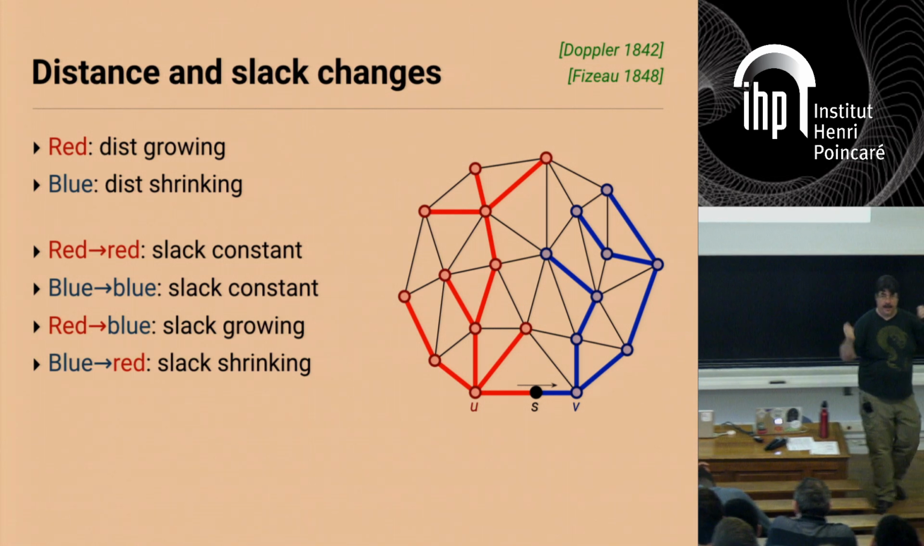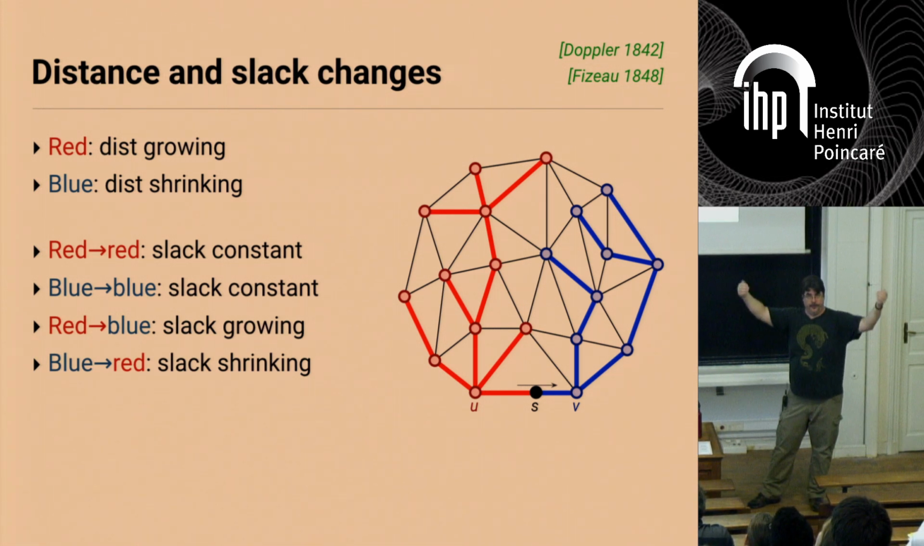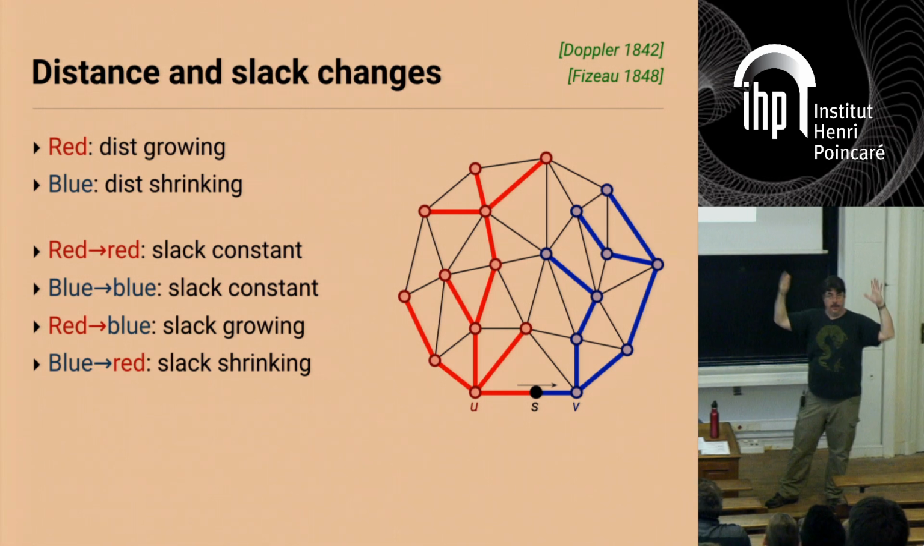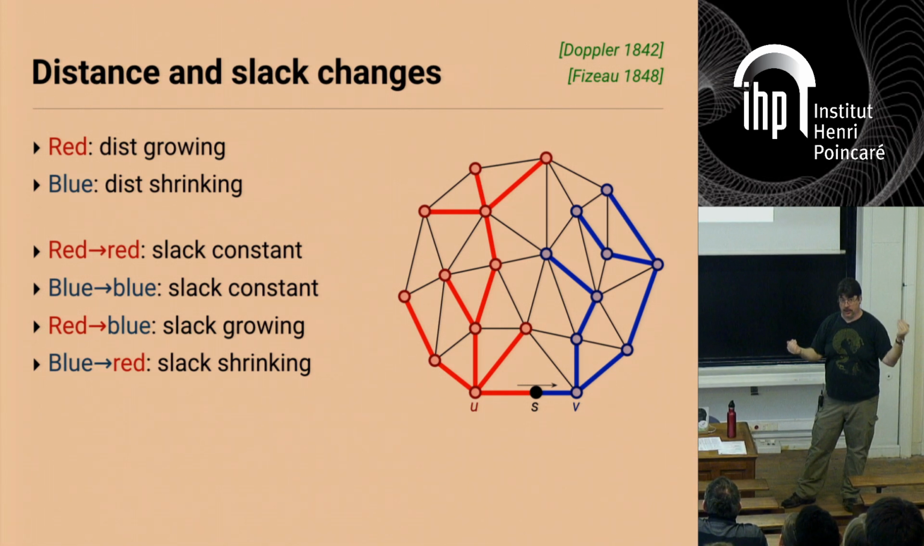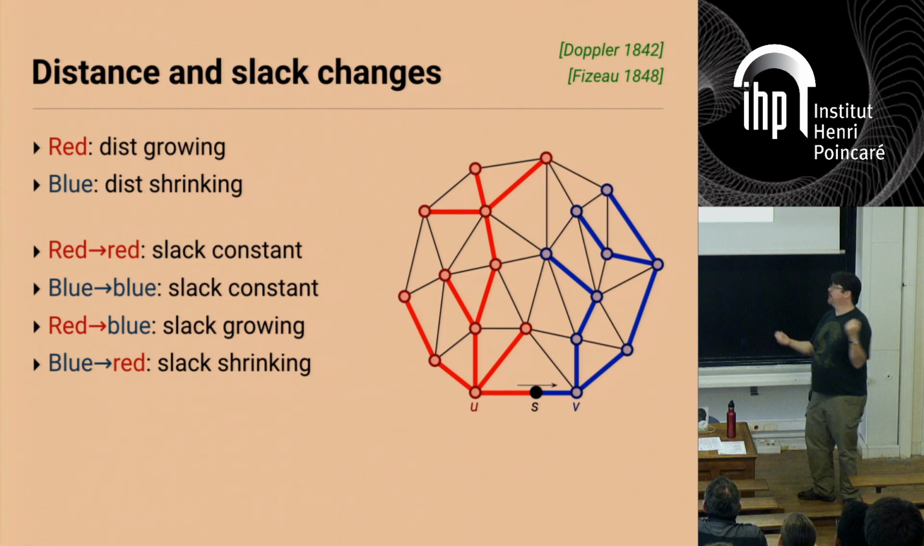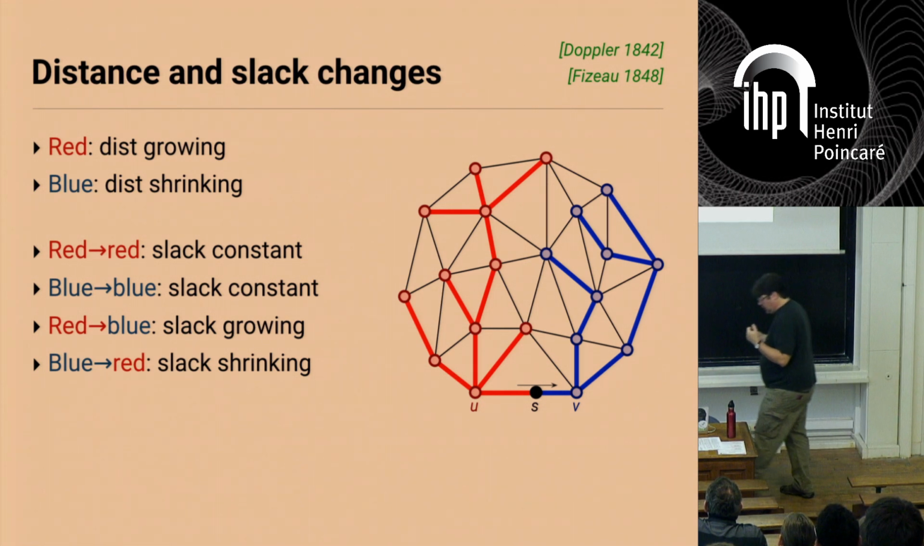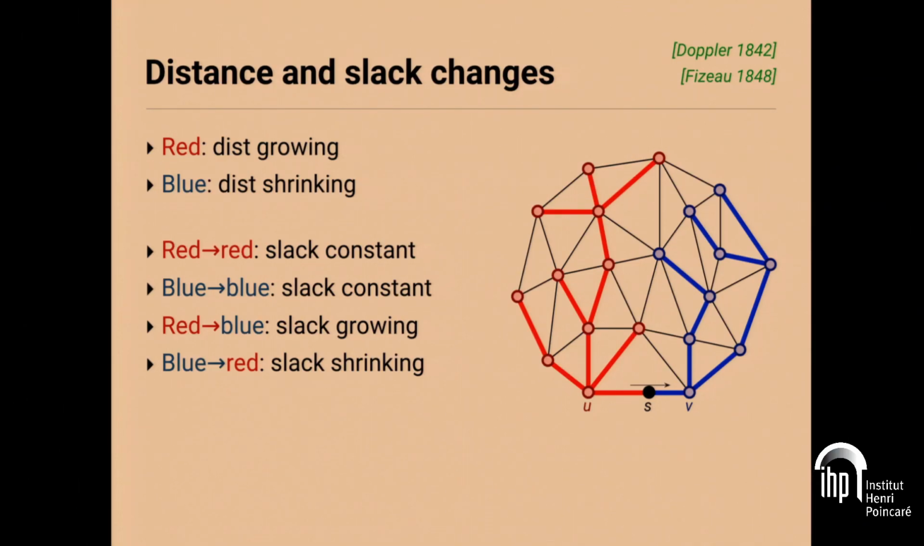For the edges that have both red endpoints, both of the distances on either end are increasing, and so the difference in those distances is not changing, so the slack is constant. Same for an edge that has two blue endpoints. If a directed edge goes from a red vertex to a blue vertex, then the distance at the back of the edge is going up and the distance at the front of the edge is going down. It's less and less interesting to think about that edge. The slack is increasing. But if I have a directed edge from blue to red, those are the ones where the slack is going down.